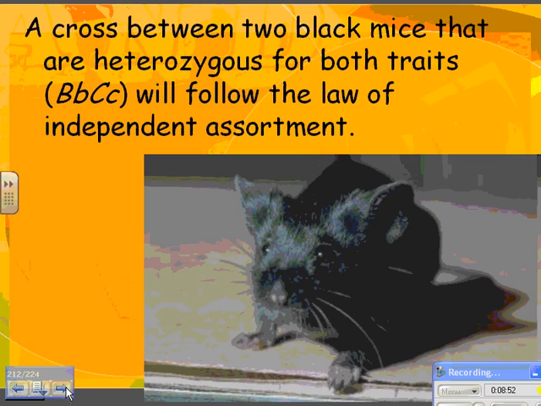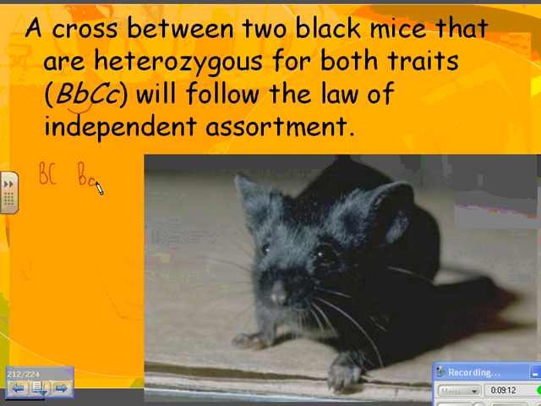So a cross between two black mice that are heterozygous for both traits will follow the law of independent assortment. So big B, big C, little c. Those are going to be black because the big C says they have color and the big B says they're black. So their gametes would be big B, big C, and then big B, little c. And I'm going to be really careful here to make my little c's look different from my big C's. Then little b, big C. And finally, little b, little c. And so those are the gametes, and both of them would have these gametes.